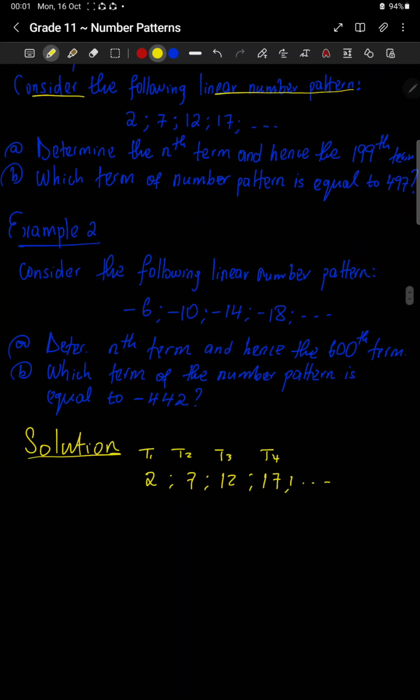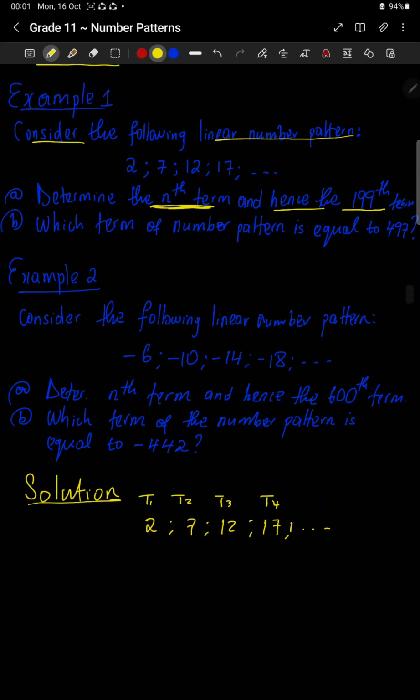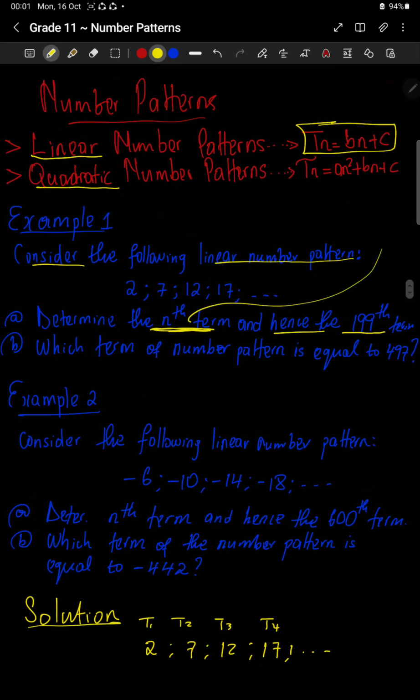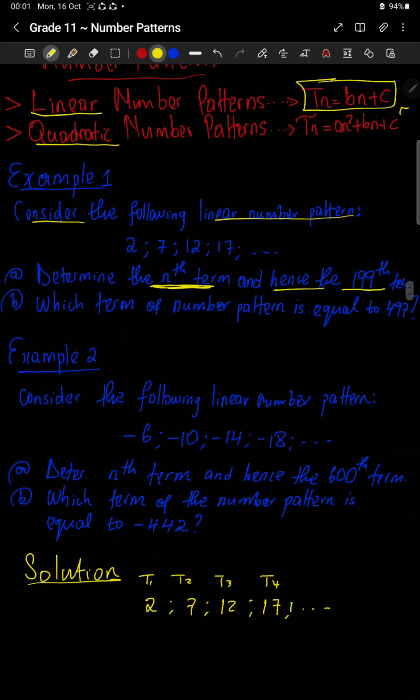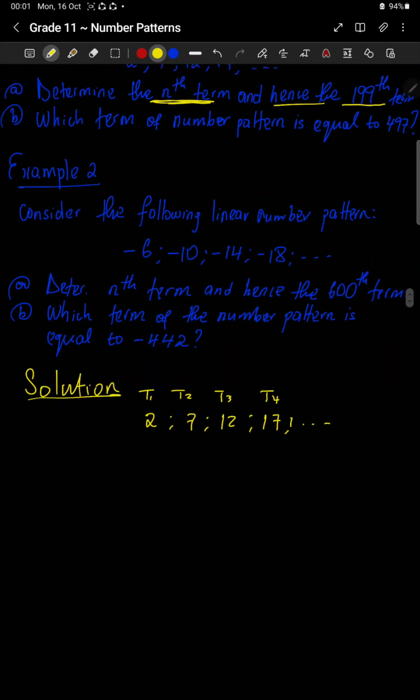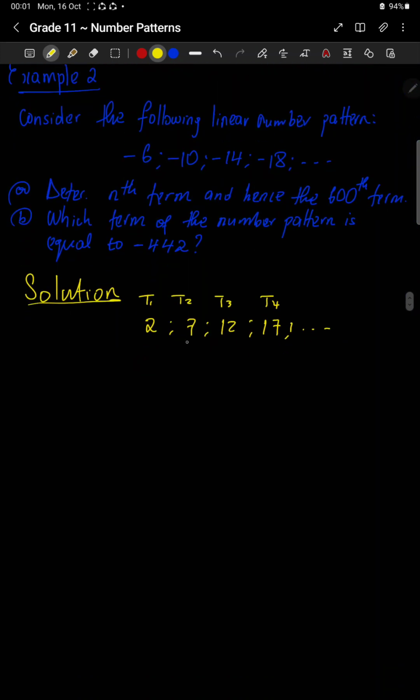Now the first question says we must determine the nth term and hence the 19th term. When they say nth term, they mean the formula. We have to determine that formula. Okay, so now before we do anything, we have to get the constant difference. So how do we get the constant difference?